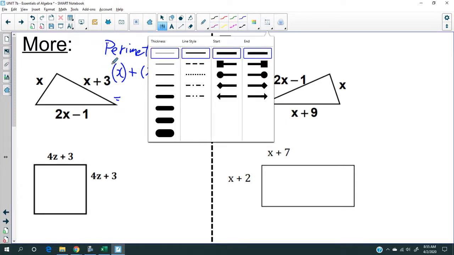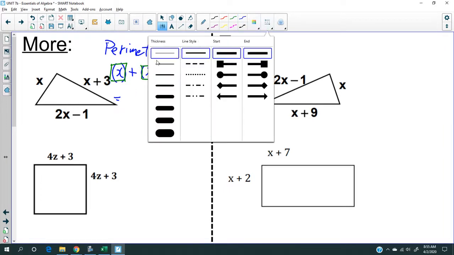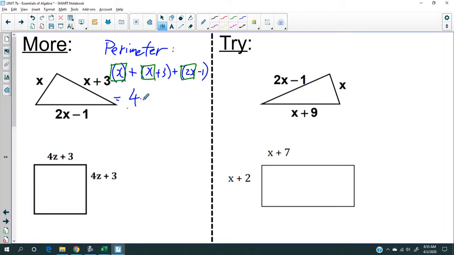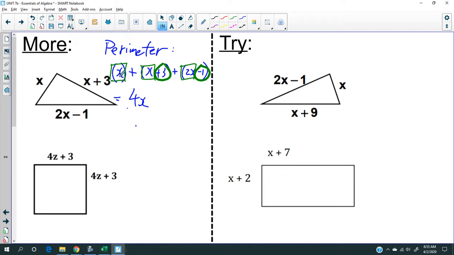So what I'm going to do is find the same family. So same family, same family, same family, right? x plus 2x. What's that? Yeah, 4x, right? And then what's the other family? Oh, okay. All right, right. What is that? 3 minus 1, right? So that's 2. And there you go. There's your perimeter.